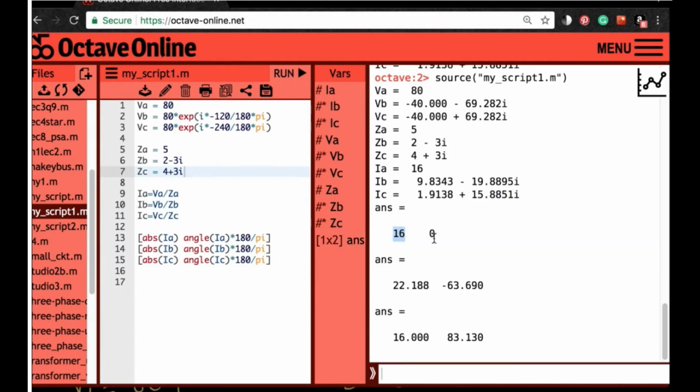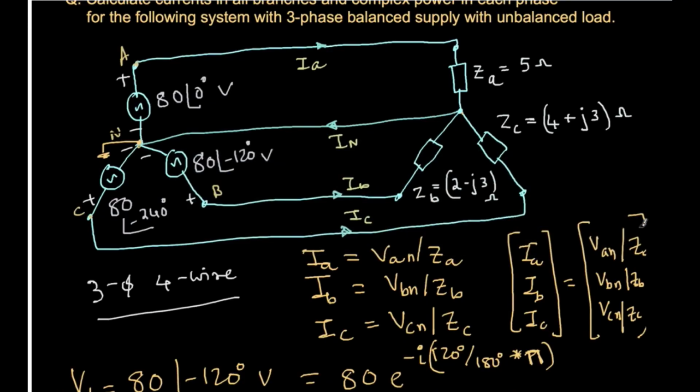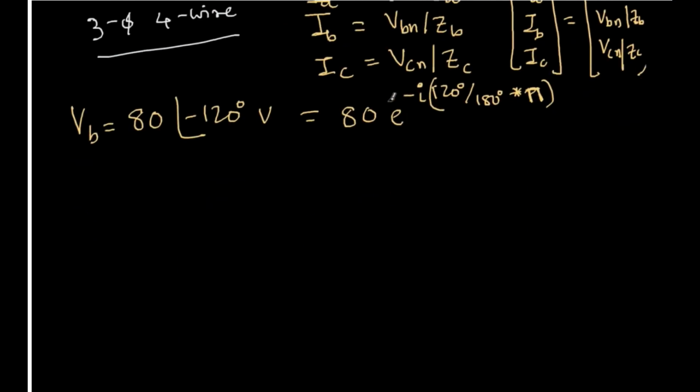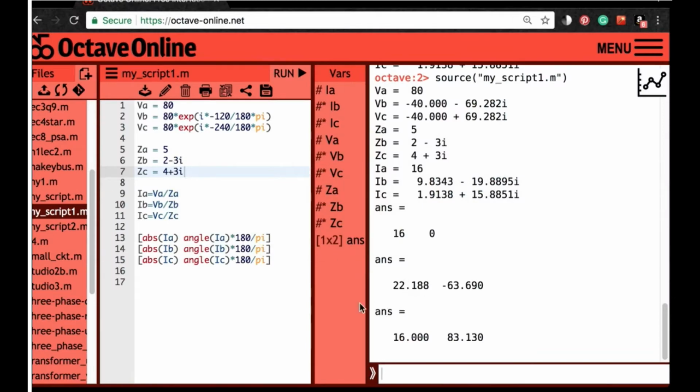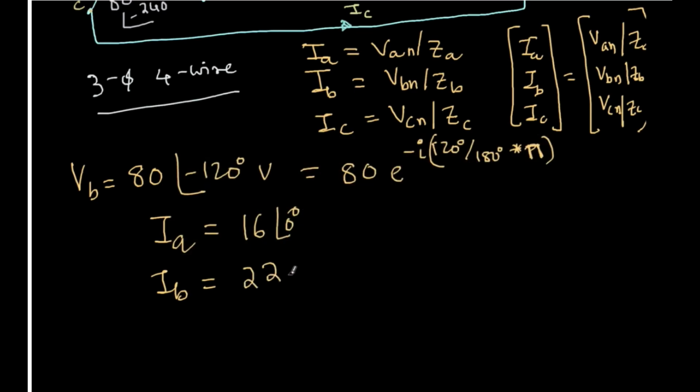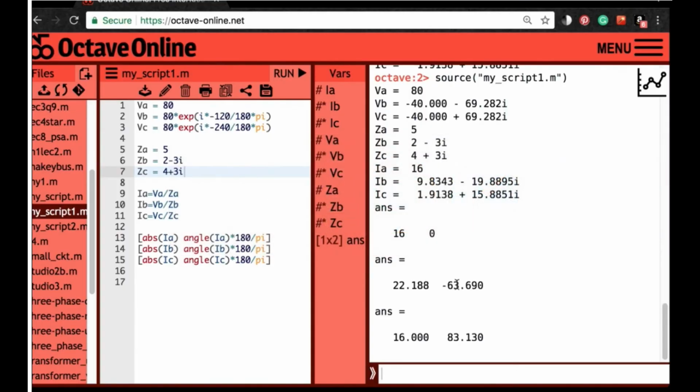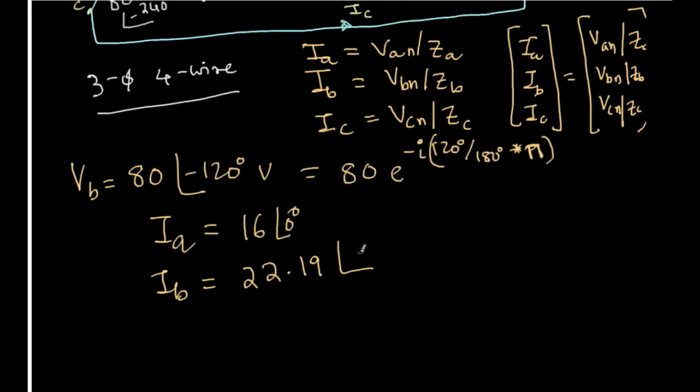So here I'm getting 16, 0, 22. This is the absolute value of the magnitude and this is the angle. So let me note down these results. So after this calculation, I have IA is 16 at 0 degrees, then IB is 22.188. I just rounded off, and the angle is minus 63.69 or minus 63.7 degrees. The units is amperes, and here also it is amperes.